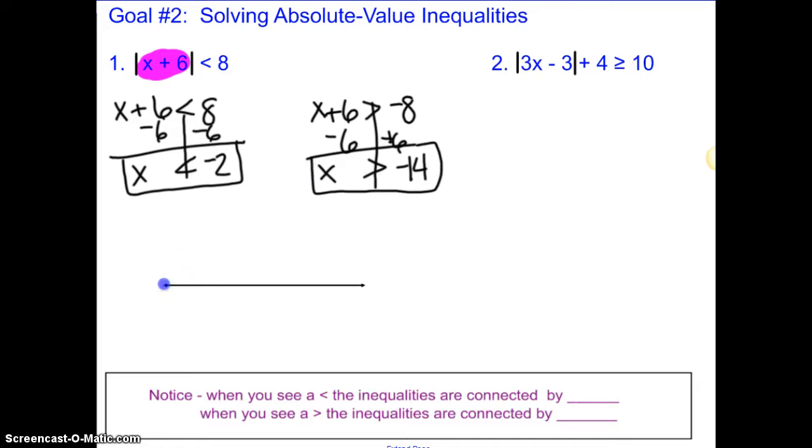Let's graph them. Now you may have noticed a pattern from the last slide. Let's see if we see it now. Negative 14 is the smaller number. Negative 2. I'm going to put the circles around them. Do I fill them in? No, because it's not equal. Good. Now, do you think it's going to be and or or? Let's check. x is less than negative 2, so I go this way. x is greater than negative 14, go this way. There we go. This is an and.